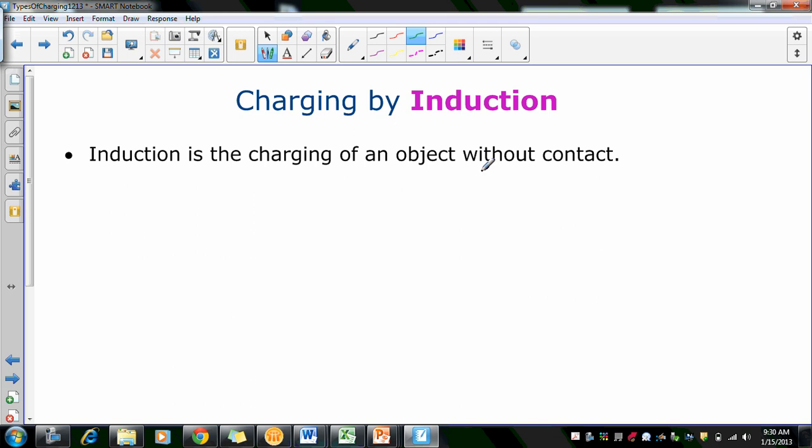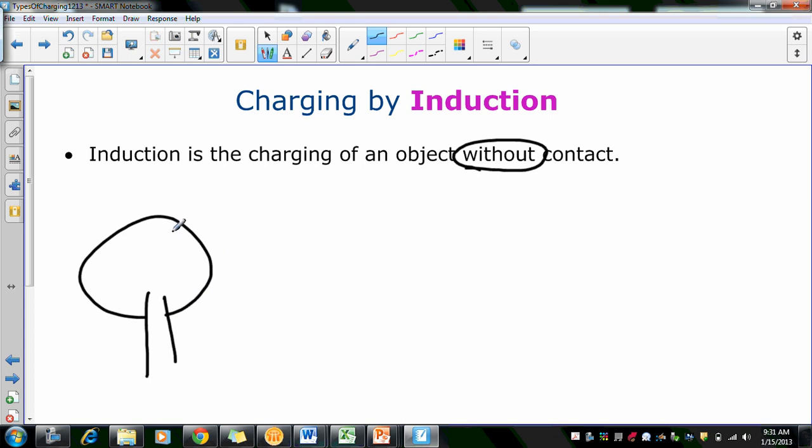Charging by induction. This one seems to be difficult for students to understand, so I thought I would just try to draw out what's happening. So induction is charging without contact. And so let's say we've got our Van de Graaff generator here. And so the Van de Graaff generator is negatively charged. It gains a bunch of extra electrons, making the top of it negatively charged.